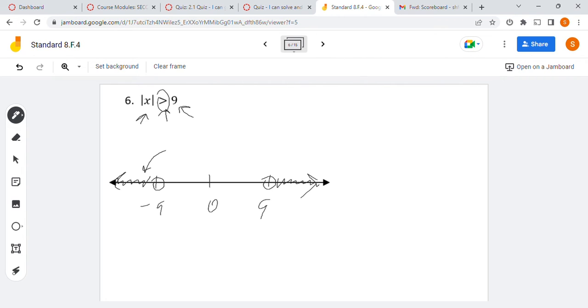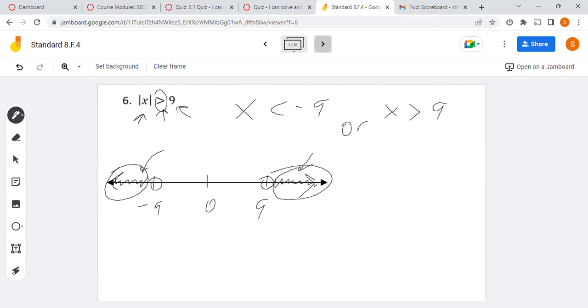Now over on this left-hand side, we'd get an inequality of x is less than -9. Over on the right-hand side here, we'd have x is greater than +9. And we want both of those to be solutions because we could be over in this area and be farther away than 9, or we can be over in this area and be farther away than 9. So the conjunction that would get us that would be or. And we're going to leave it like that.